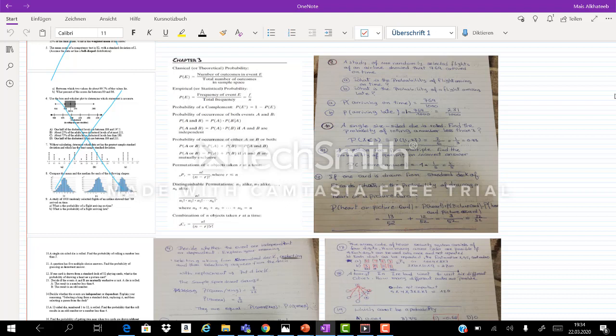Probability of the complement: P(E') equals 1 minus P(E).